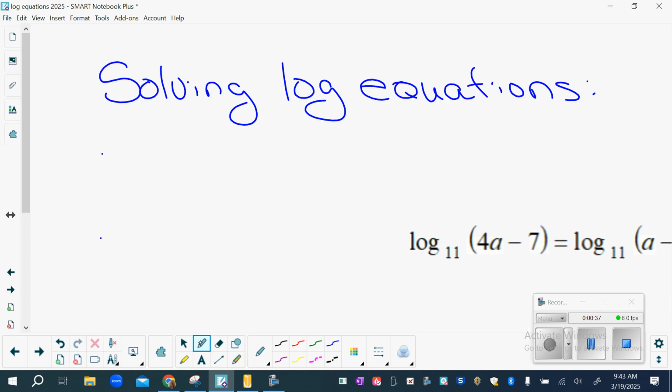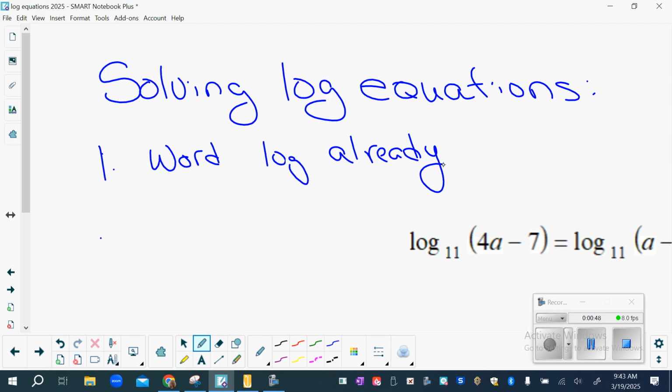Number one, the most important thing is it will have the word log in the problem. Already in the problem. You're not going to add it. It will already be there. So if you have a problem tonight and it's got the word log in it, it's a log problem. The second thing is that it's going to have an equal sign. If it doesn't have an equal sign, it's not a log equation. We're going to be solving log equations.